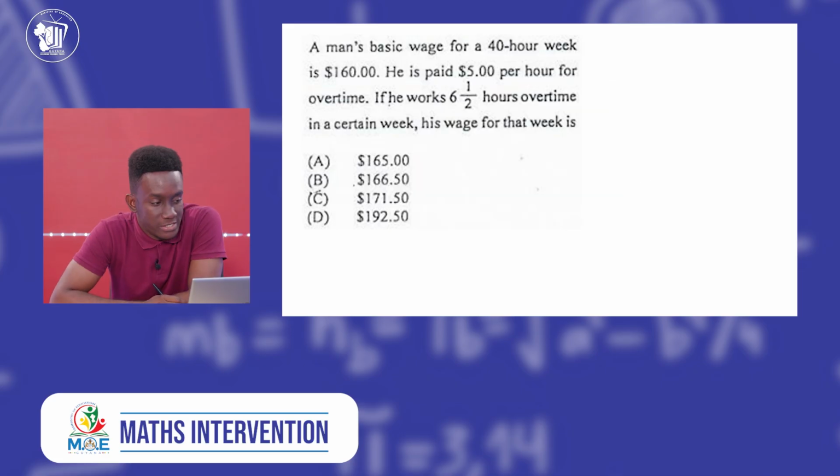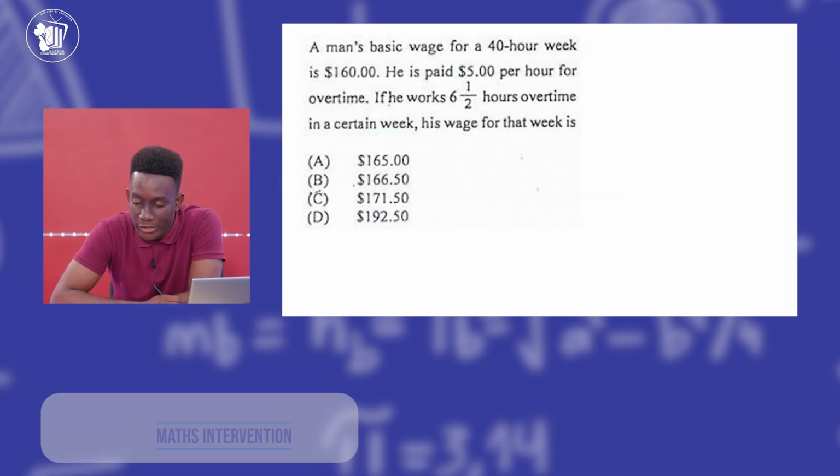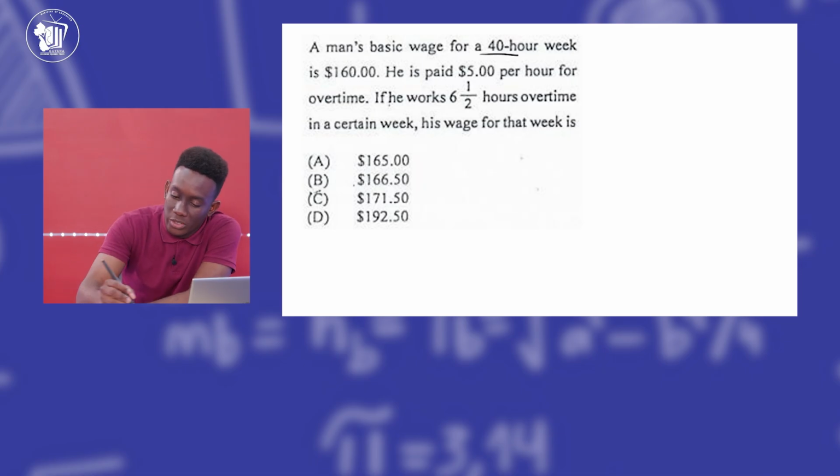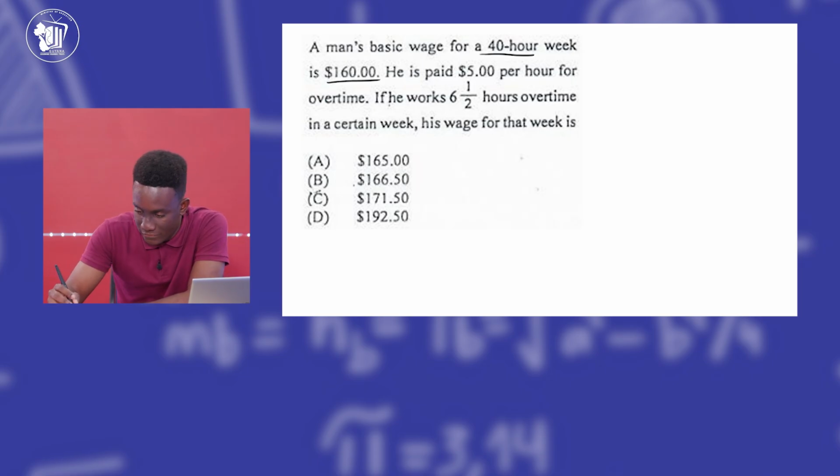So the next question says, a man's basic wage for a 40-hour week is $160. He is paid $5 per hour for overtime. If he works 6.5 hours overtime in a certain week, his wage for that week would be, so the man's basic wage for a 40-hour week is $160, and he's paid $5 per hour overtime. So we see that he works 6.5 hours overtime, so this would be 6.5 multiplied by 5. So we can move the point to the end. We'll have 65 multiplied by 5.